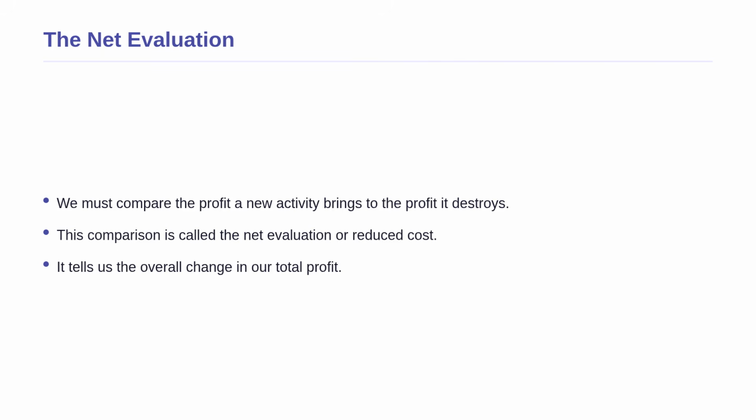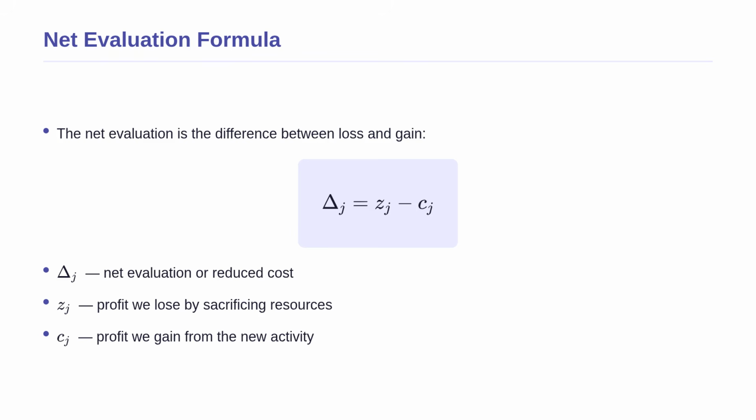With both the potential profit and the hidden cost calculated, we arrive at the most important comparison in the simplex method. To decide if a new activity is worth it, we must compare the profit it brings to the profit it destroys. This difference is called the net evaluation, or sometimes the reduced cost. It represents the overall true change in our total profit if we decide to include 1 unit of a new activity. This single number is the key to knowing whether we should keep adjusting our plan or if we have reached the optimal solution.